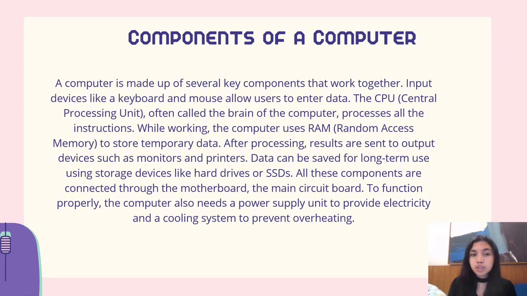Components of a computer. A computer is made up of several key components that work together. Input devices like a keyboard and mouse allow users to enter data. The central processing unit, or the CPU, often called the brain of the computer, processes all the instructions. While working, the computer uses random access memory, or RAM, to store temporary data. After processing, results are sent to output devices such as monitors and printers. Data can be saved for long-term use using storage devices like hard drives or SSDs.